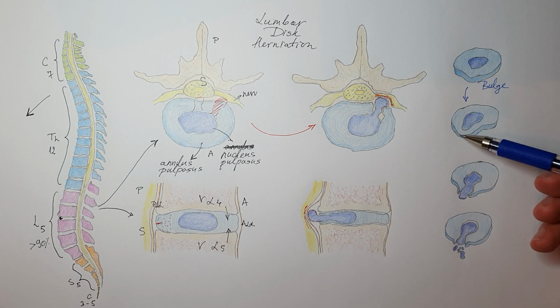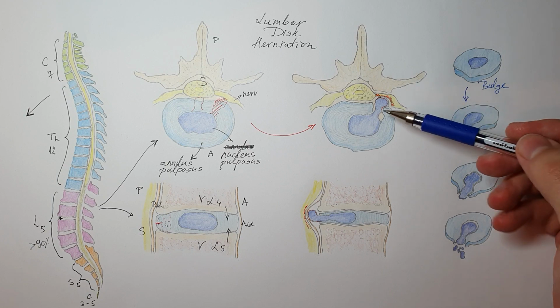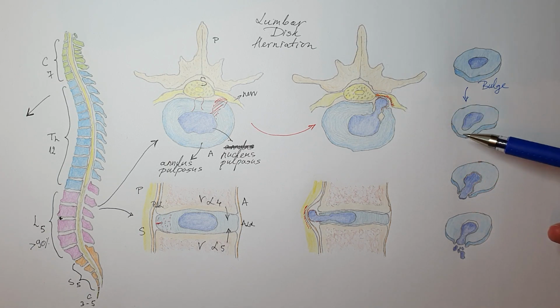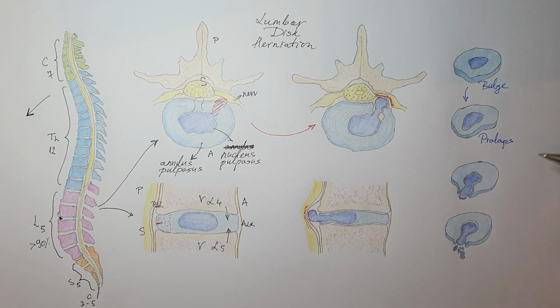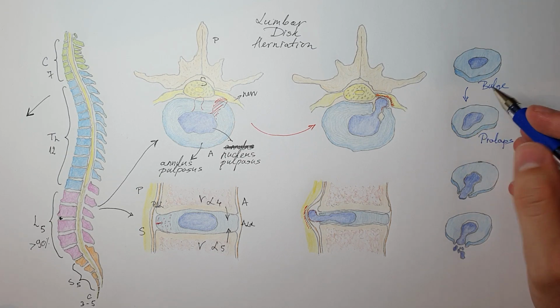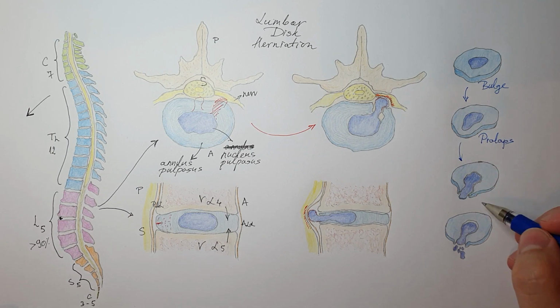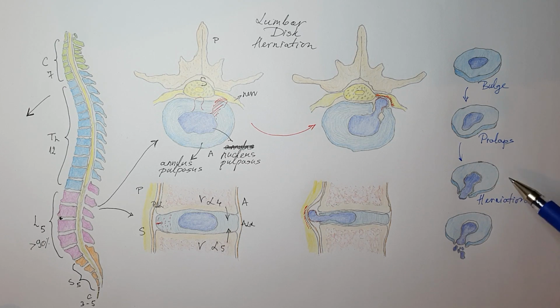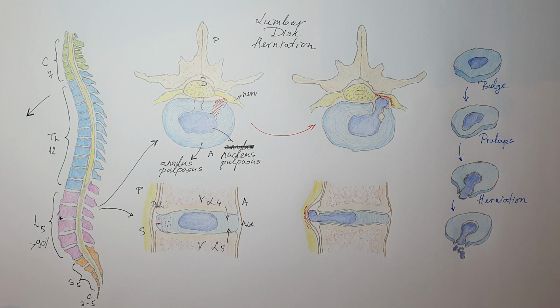So when the annulus is still intact, but a part of the nucleus and a part of the annulus is pushing on the nerve root, the outer layer is still intact. This is called disc prolapse. And from the prolapse, once the stress is too great on the annulus, it breaks and the nucleus comes out. This is called herniation. And when the herniation lasts for some time, a part of the nucleus can degenerate further and break off from the main body, and this is called sequestration.